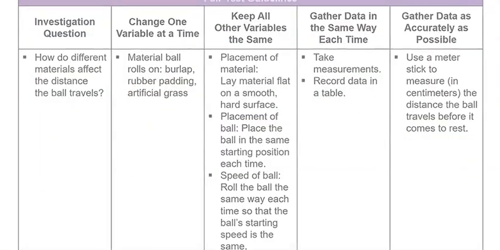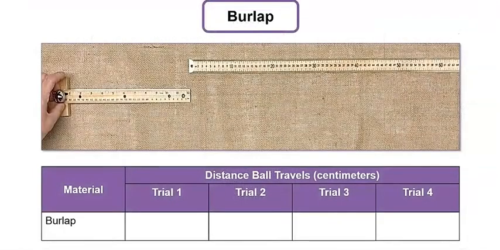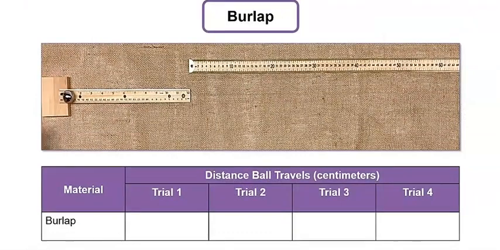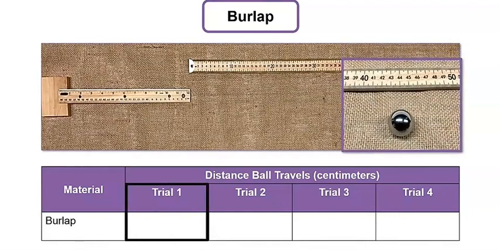Great, we have our fear test investigation planned out, and we've even made some predictions. Now let's investigate to see if our predictions are supported by the data we collect. Let's watch this video clip to see how far the ball rolls on burlap. Wow, for trial 1, the ball rolls 45 centimeters. We have our first data point. Since we are conducting a fear test investigation, I will repeat the steps for 3 more trials.